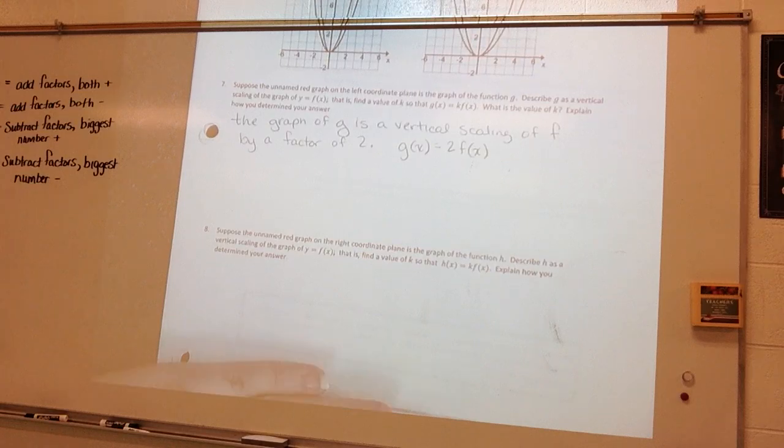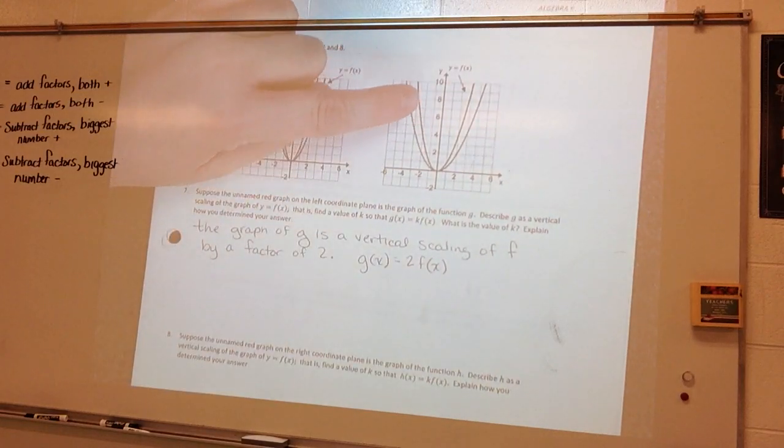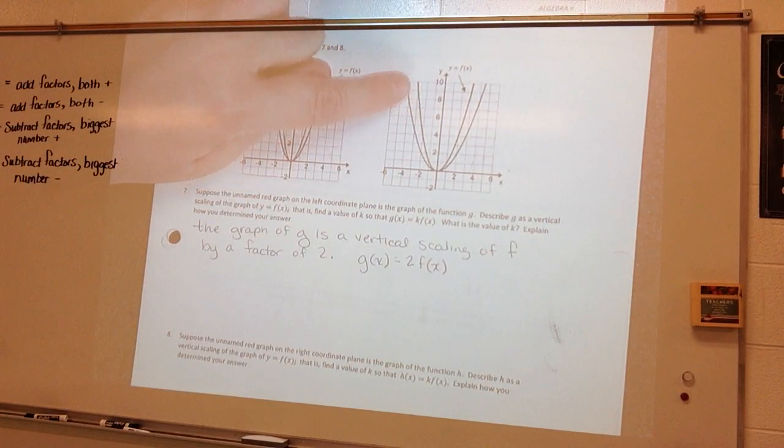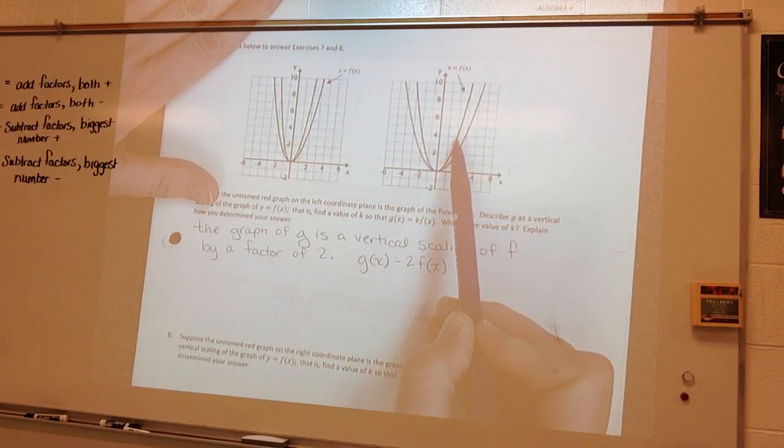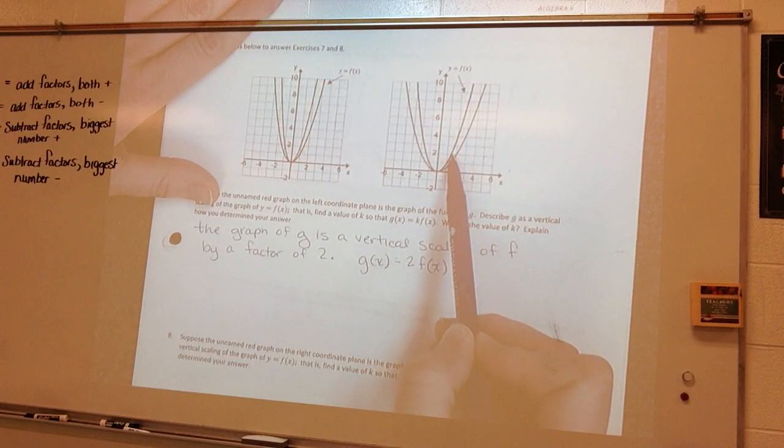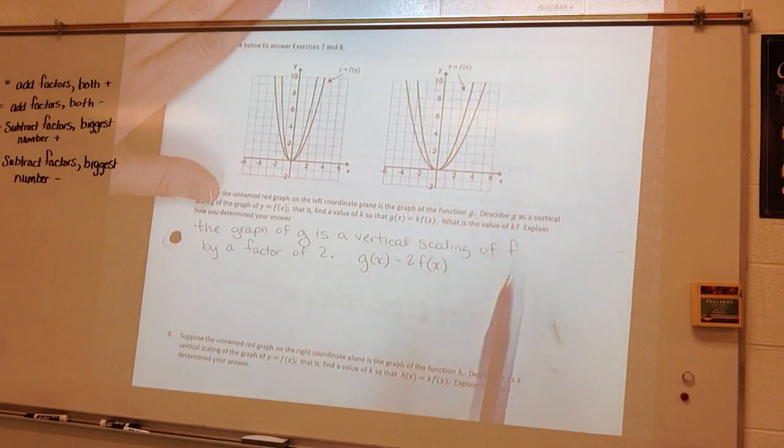So we are looking at the graph on the right. We want to know what has happened to my y values. What has happened to the y values? Now look, here's y of f of x. What has happened to this? What's happening to my y values?